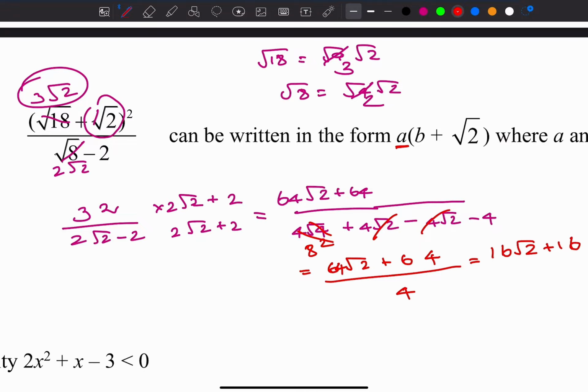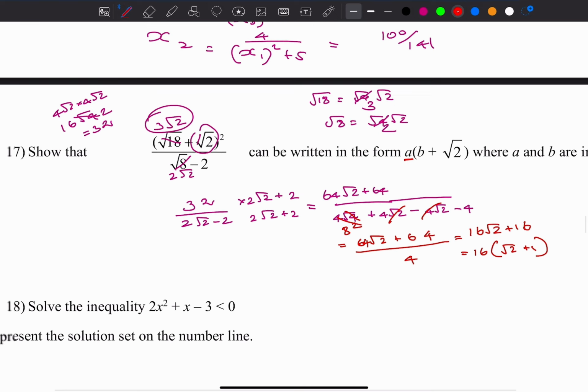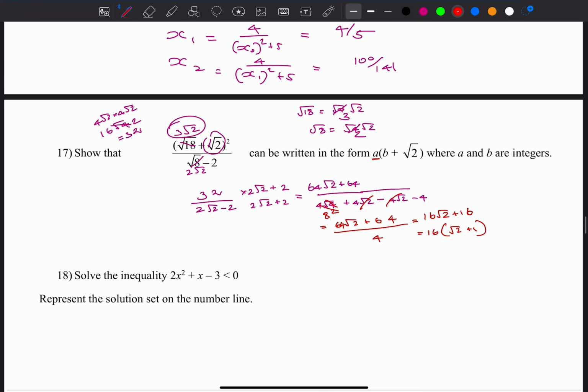And then they want you to take a number common. Take the 16 common. 16 bracket root 2 plus 1. That's it. It will look like that. Okay.